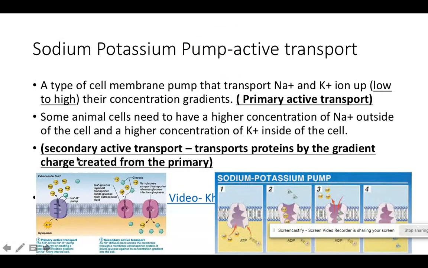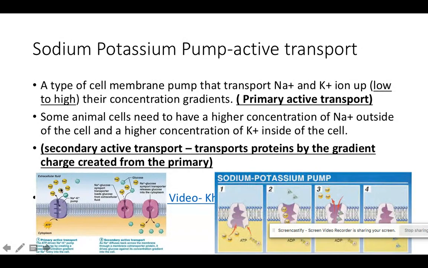So here's the sodium potassium pump, which is active transport. This is where a cell membrane is going to transport sodium potassium ions up from a low concentration to an area of high concentration. Okay, and that's going to be an example of primary active transport. So some animals are actually going to need this higher concentration of sodium outside and a higher concentration of potassium inside the cell. We'll talk again about that when we're talking about nerves. But that's really a clear indicator of how our nerves work.